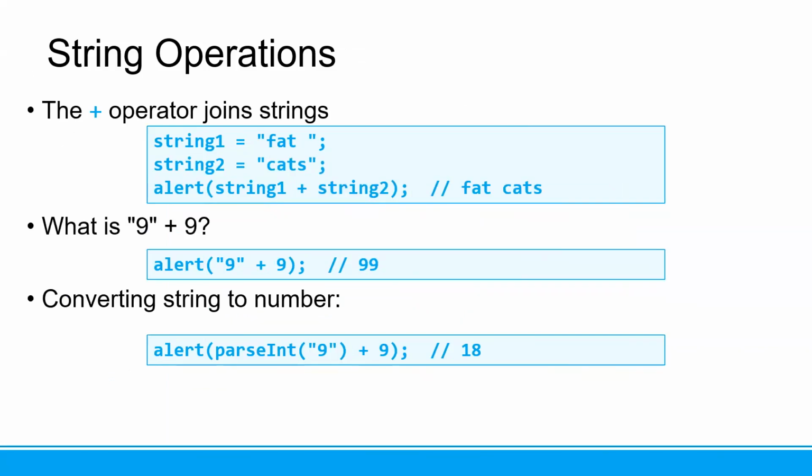There are some operators like plus. You know, in the arithmetic operators, we have the plus to indicate that it is addition. So string 1 equals pet and string 2 equals cats. If I want to add by using plus, string 1 plus string 2, it will be pet cats.